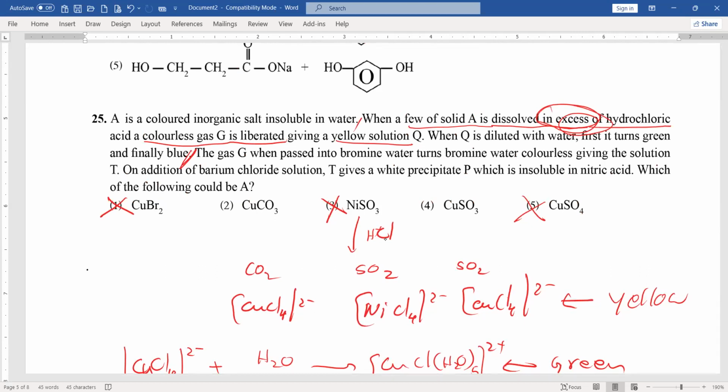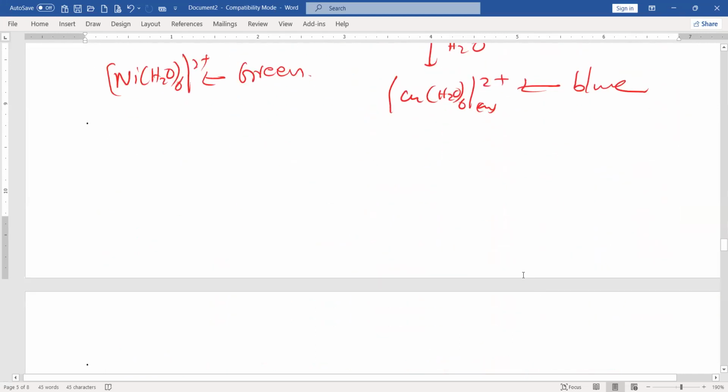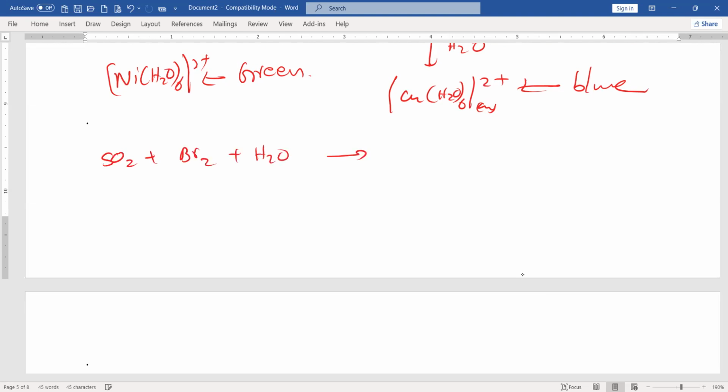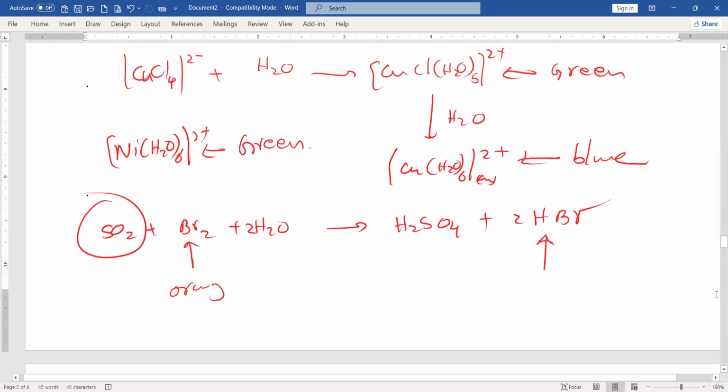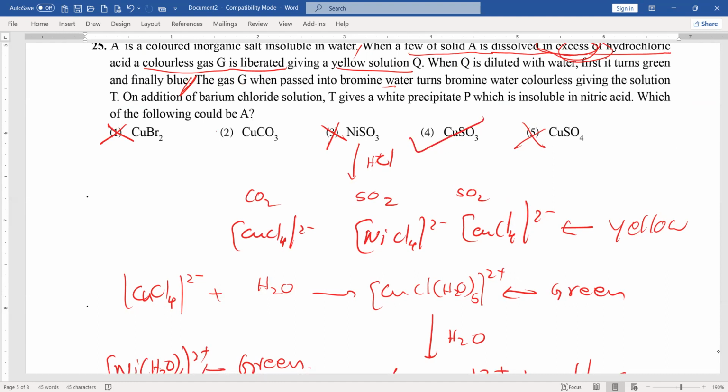Next one, the gas G passed into bromine water. Bromine water will be decolorized only by the sulfur SO2. See, SO2 plus Br2 plus water will give us H2SO4 plus HBr. Normally the color of the bromine water is yellow, orange colored solution, and HBr is colorless. So this observation is given only by this SO2. Therefore, your answer must be the fourth one, not the copper carbonate.